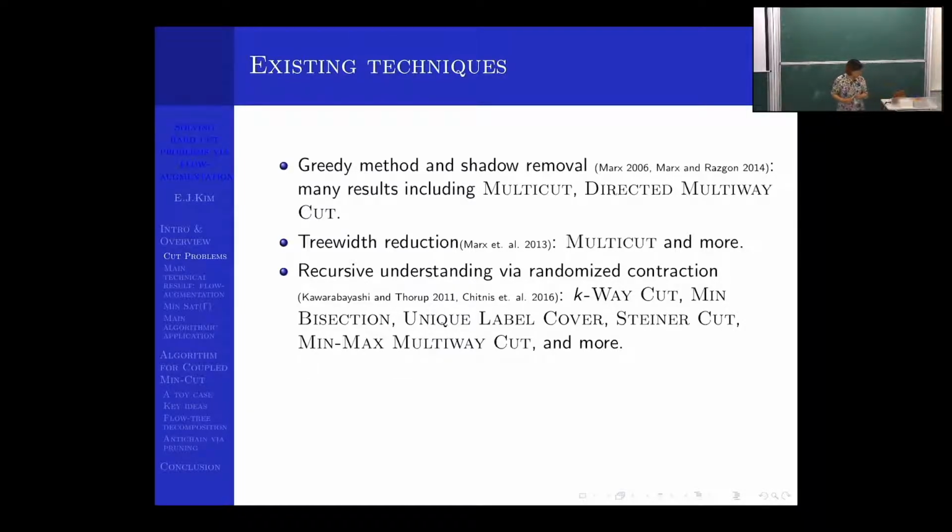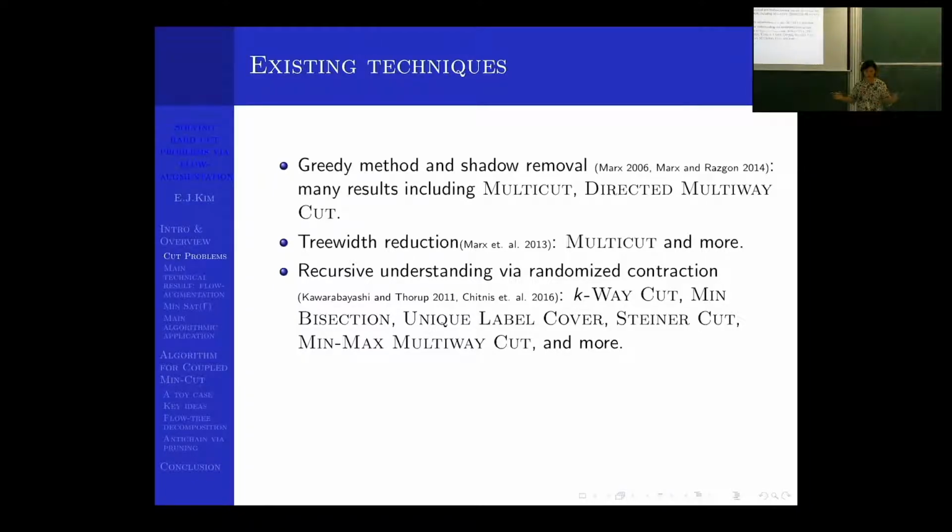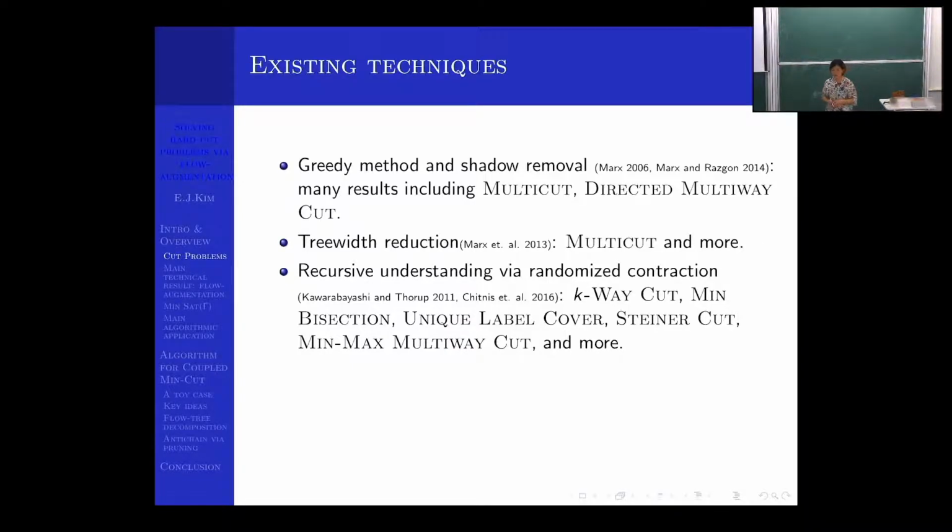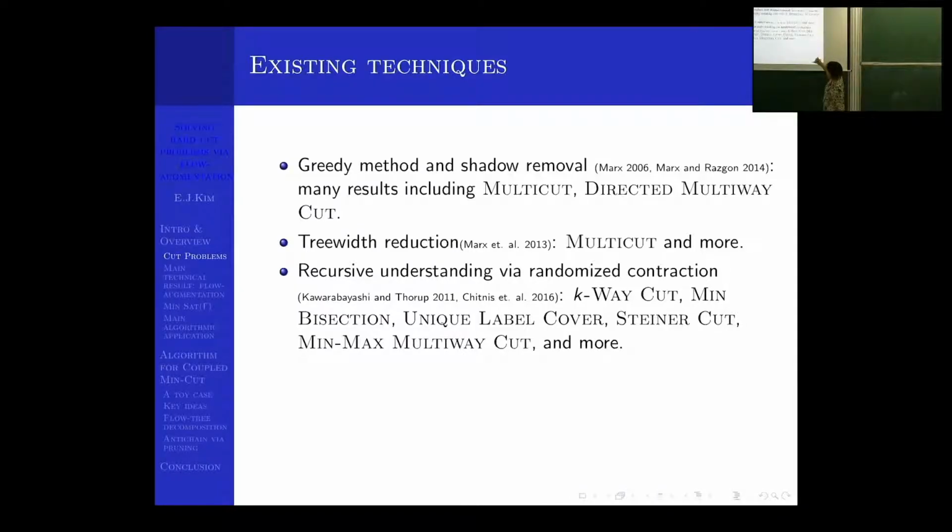Next, recursive understanding via randomized contraction. We find sparse cuts and then divide the instance into smaller instances and recursively find sparse cuts until you end up with an instance where you cannot find a sparse cut anymore. For problems which are tractable on highly connected graphs, they tend to have FPT algorithms via this method. So many results were obtained using this technique.